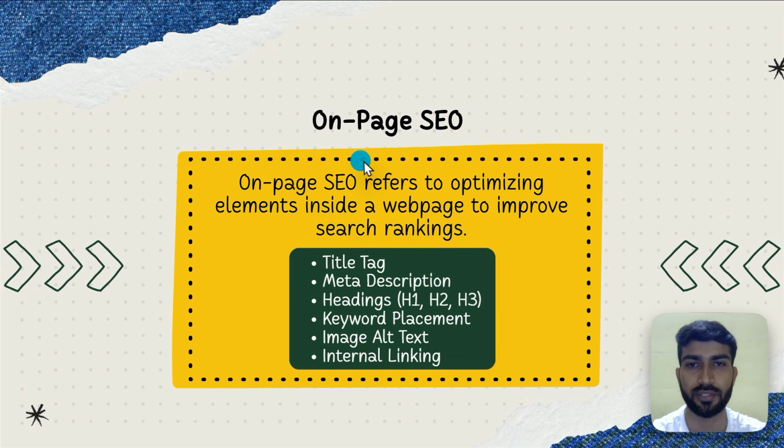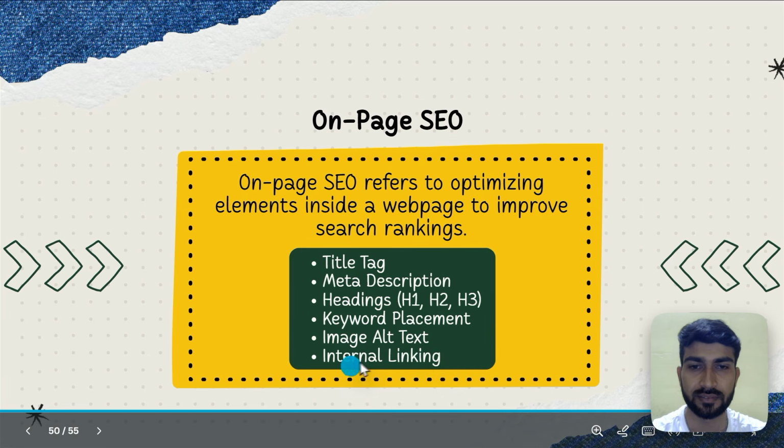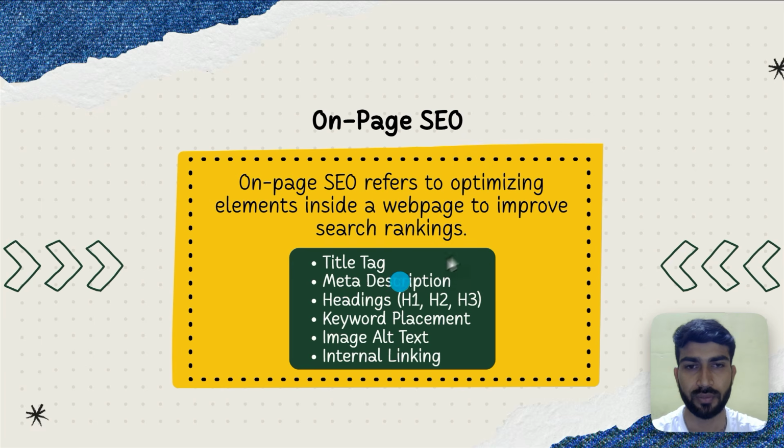Now, on page SEO. What is on page SEO? On page SEO is nothing but whatever changes we make on the website. Like title tag, meta description, H1 tags, keyword placements, image alt text, then internal linking. Okay, these are important factors of on page SEO. So we'll check out how we can do the SEO on our website.